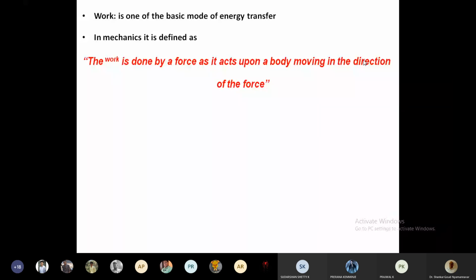Do you say the work is done when the moon moves around the Earth and the gravitational force of attraction is acting on it? Is there any work done in that example? Can anybody give an answer? Yes or no? You should say. Don't keep quiet. Am I audible to you? Can you hear me or not?